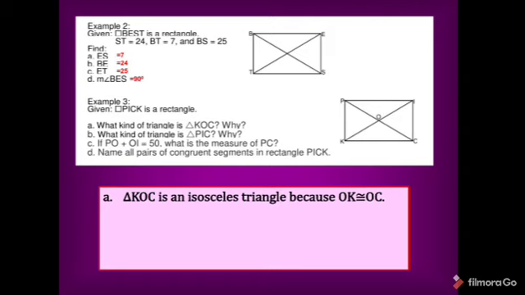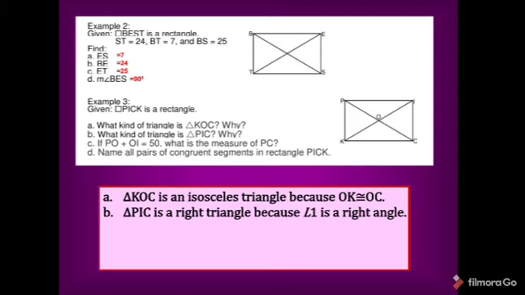Next question. What kind of triangle is triangle PIC and why? Yes, that's correct. Triangle PIC is a right triangle because angle 1 is a right angle. Next, if segment PO equals segment OI equals 50, what is the measure of segment PC? Yes, PC measures 50 also.